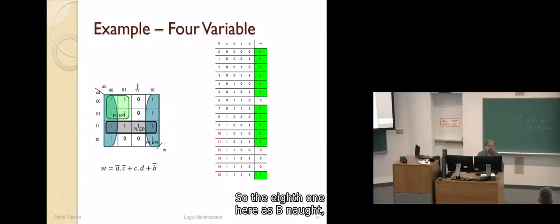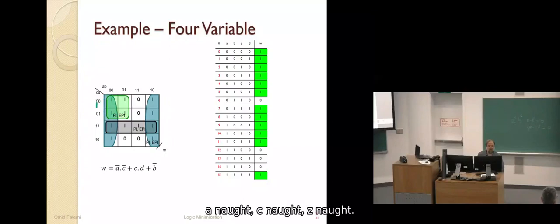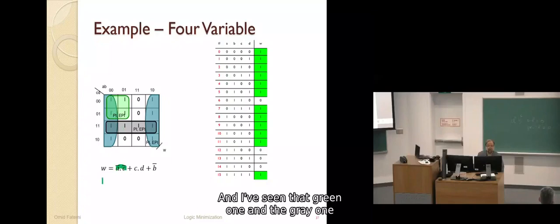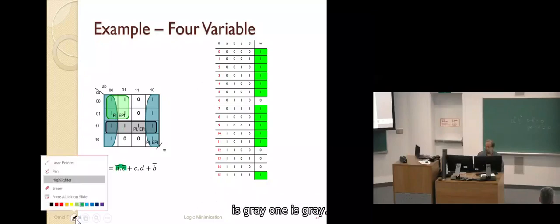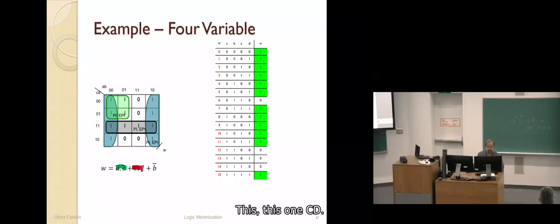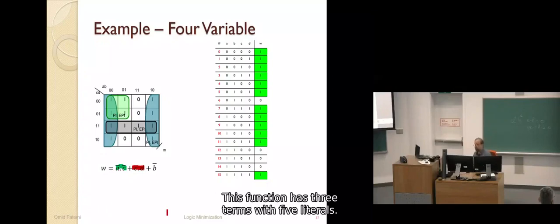So the 8th one here is B naught, and the green one is A naught with C naught. A naught, C naught. So this is the one. A naught, C naught, green one. And the gray one is gray. Don't we have gray here? No, we don't have gray. Okay, dark red. This one, CD. Okay. So this function has 3 terms with 5 literals.